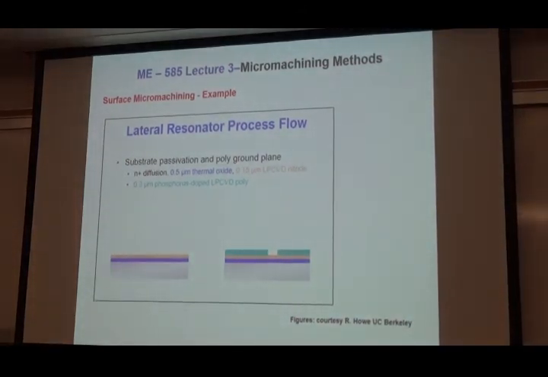Then on top of that, I'm going to deposit 0.3 micron, very thin, because I'm going to go deeper later on. So I deposit the first poly layer, polysilicon. That's the brown kind of color, right? Using LPCVD.